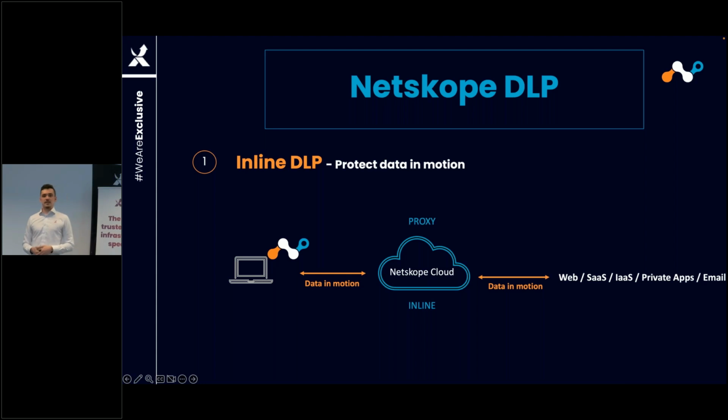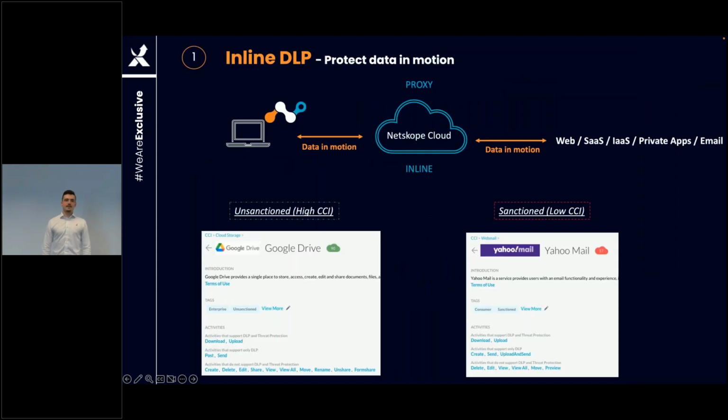As mentioned, Netskope is inline. What does that mean? You have an endpoint. That endpoint is running the Netskope agent, so that all traffic is now steered to the Netskope cloud. We're able to provide threat prevention, but also DLP capabilities to protect web, SaaS, IaaS, private app, and email services.